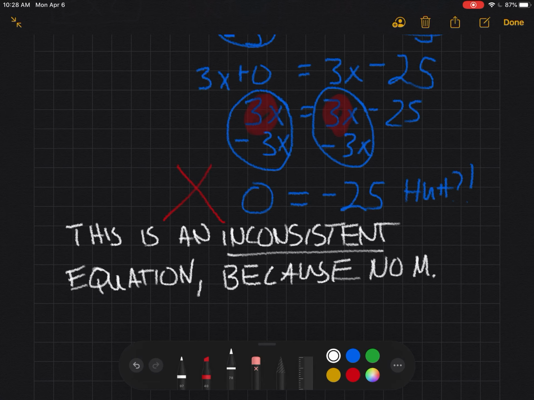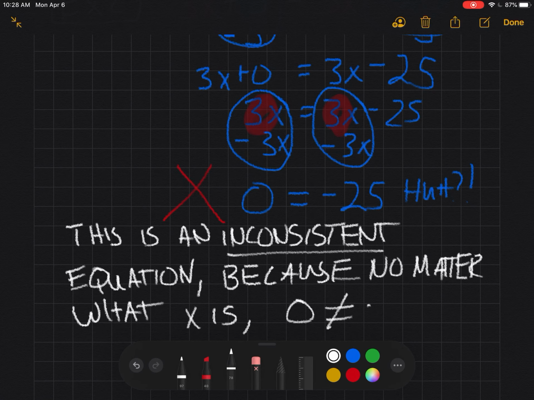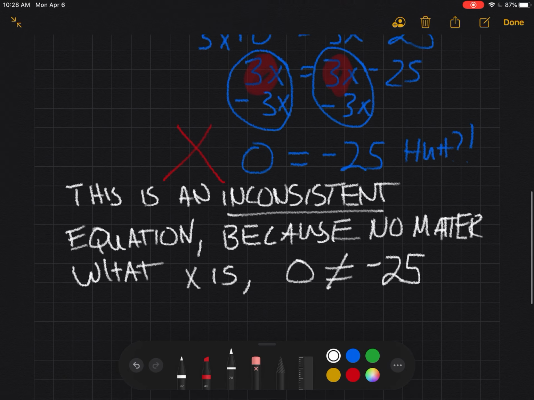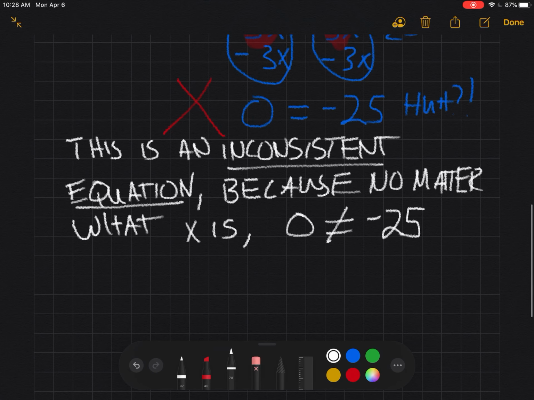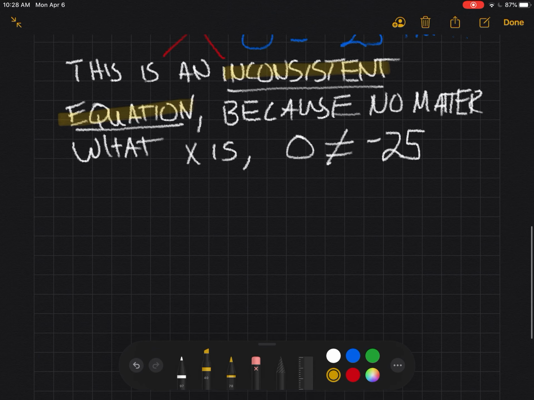Because no matter what x is, 0 is not equal to negative 25. So no matter what I put in for x, nothing can make this a true statement. So we would call it an inconsistent equation. This is an inconsistent equation.